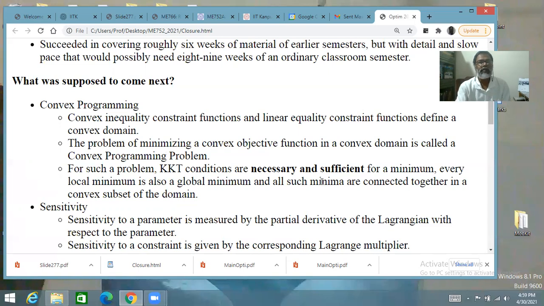Not only that, every local minimum is also a global minimum. That means the solution does not have to be unique. There can be infinite solutions. I mean, either unique or infinite. There is no possibility of two solutions or three solutions. Either unique or infinite solutions. And all such minima are connected together in a convex subset of the domain, over one line segment or over a convex area, something like that. So these are the special things about convex programming problems, and solving them is relatively easier.